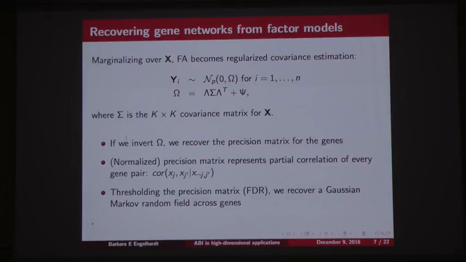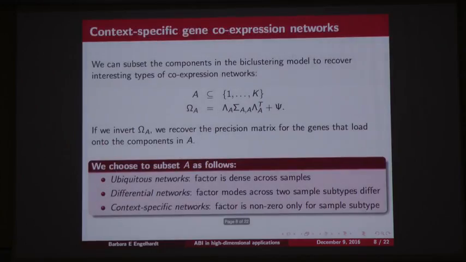So next thing we're going to do is invert omega, and then we have the precision matrix for the set of genes, the P genes. We're going to normalize this precision matrix. It becomes partial correlation. And as we saw before, if we threshold this precision matrix, we're going to recover a Gaussian Markov random field across the genes. You can think of this now as a network, an undirected network.